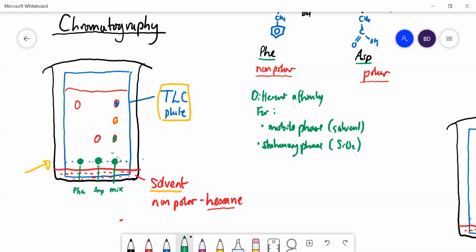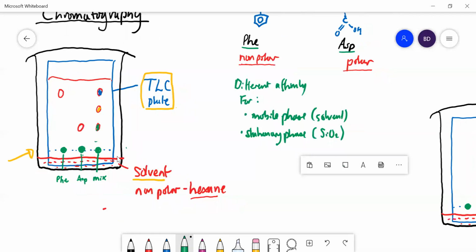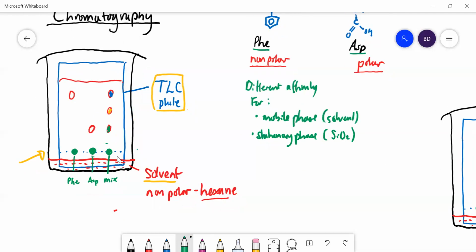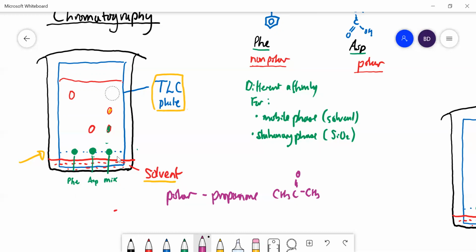Right, let's have a think about what would happen in this experiment if we did it, instead of using hexane, with water. Let's not have water, let's just have propanone, which is slightly polar because of the carbonyl group on it.